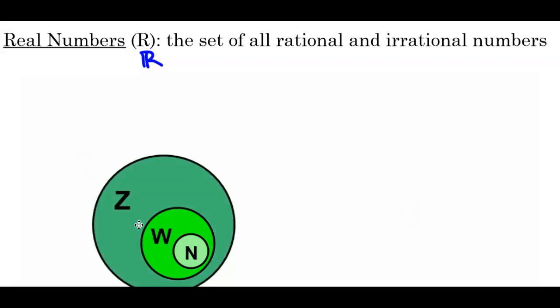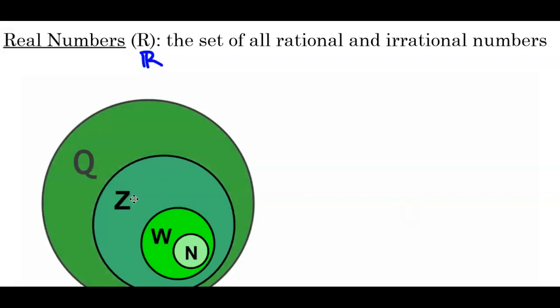That's inside the integers, right? So every whole number is an integer. The numbers outside would be the negations, right? -1, -2, -3, -4. Those are integers, but not whole numbers. Then we have the rational numbers. Okay, so every integer, every whole number, every natural number can be expressed as the ratio of two integers. So it's a rational number.